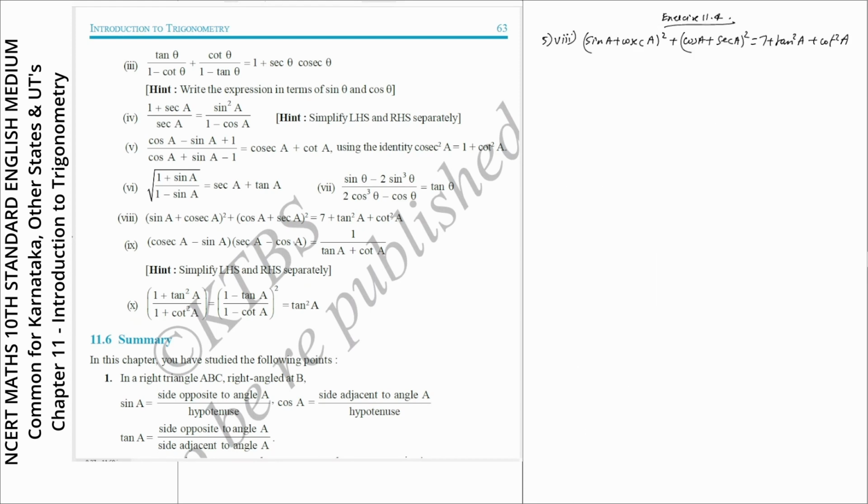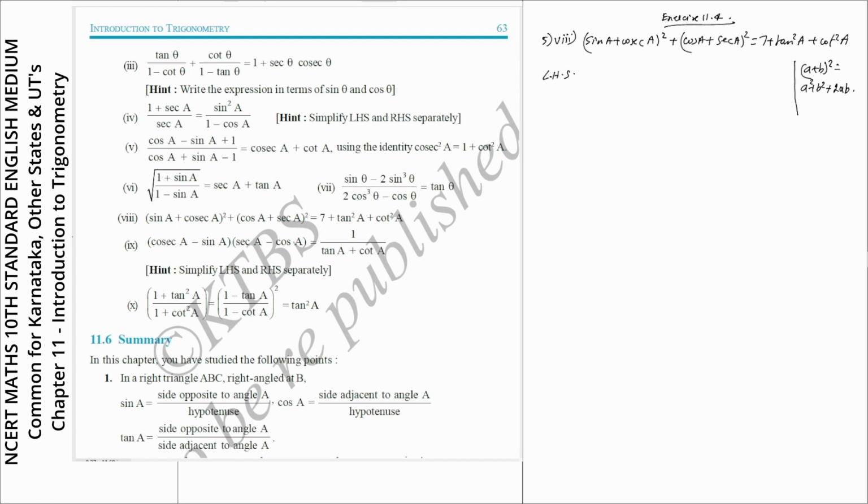Exercise 11.4, question number 5, sub question 8. Prove that sin a plus cosecant a the whole square plus cos a plus secant a the whole square is equal to 7 plus tan square a plus cot square a. So left hand side I'll start. Now a plus b the whole square is equal to a square plus b square plus 2ab. So using this identity I'll expand this one.